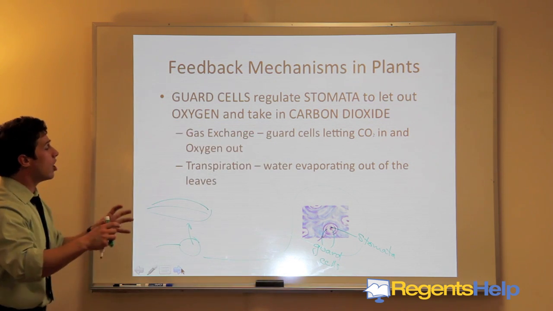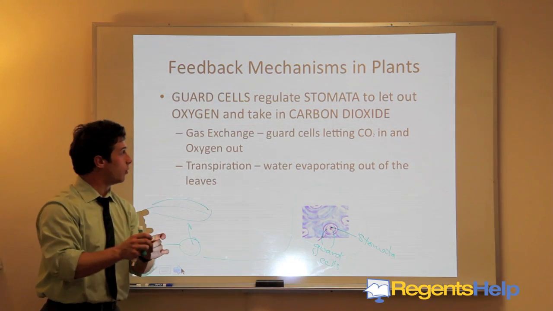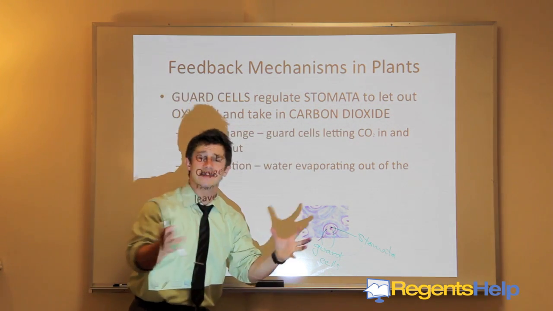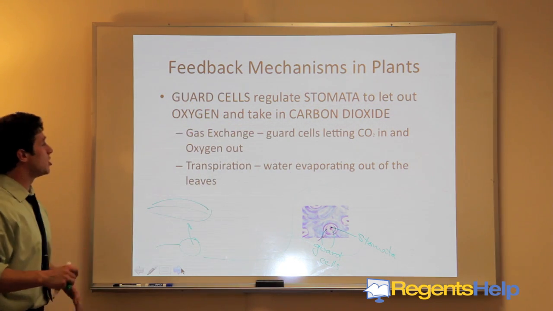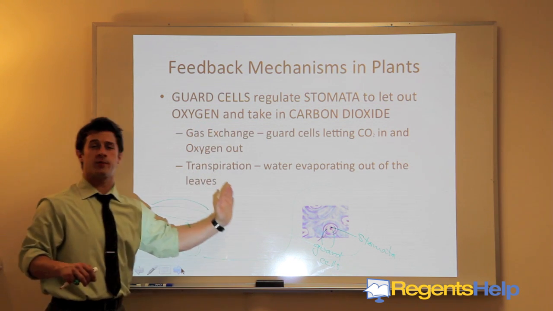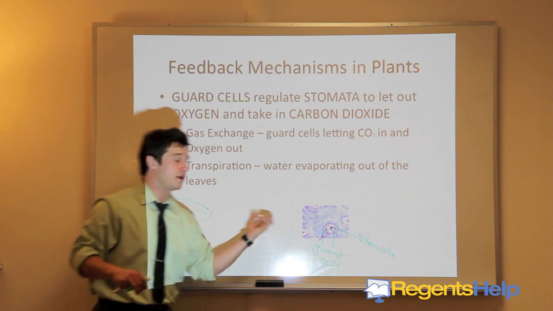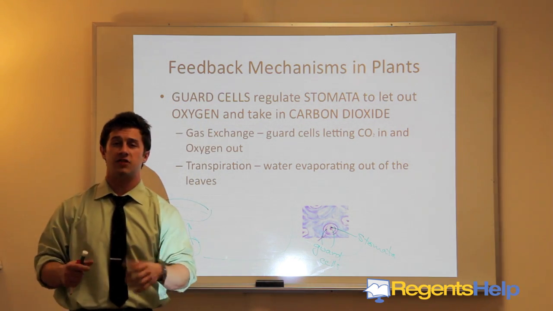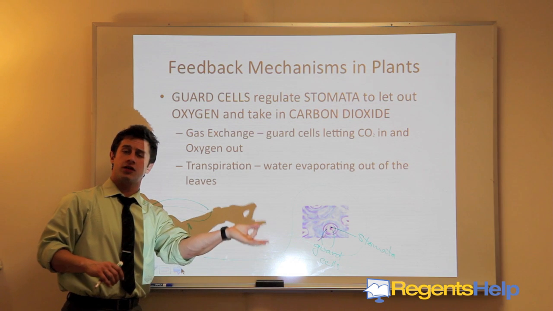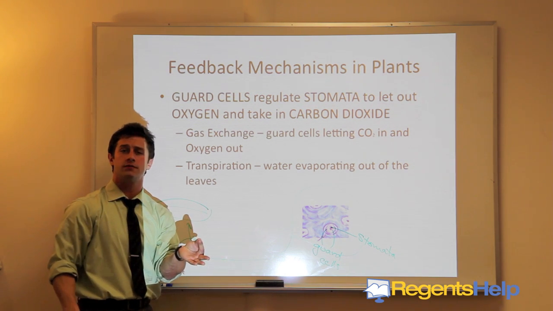And these guard cells will regulate the size of these openings to let out oxygen and take in carbon dioxide based on their environment. So they're going to regulate gas exchange, letting CO2 in and oxygen out, and also transpiration, water evaporating out of the leaves. They will open and close based on the environment. So if it's very hot and very dry, those guard cells are going to close. They're not going to want to lose water.